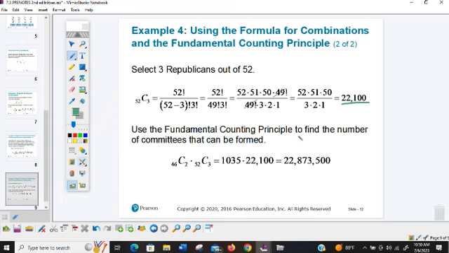22,100. Now, since we had Democrats and Republicans, we would multiply those two answers that we just got, and the final answer would be 22,873,500. That's how many different ways you could form that committee.